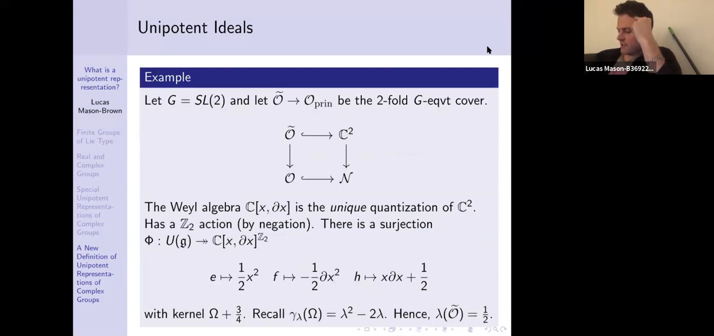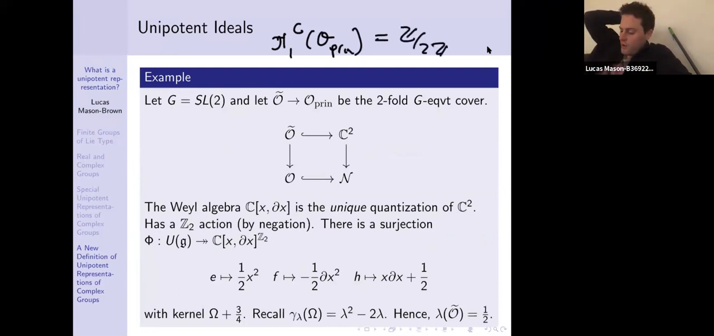So just to give a slightly less trivial example, if we consider the twofold cover of the principal orbit of SL2, it turns out easy to see that the equivariant fundamental group of the principal orbit here is Z mod 2Z, and so there's a twofold G equivariant cover. And its affinization is just C2, the affine plane, which has a unique quantization, namely the Weyl algebra. And the Weyl algebra has a natural Z2 action, where Z2 acts by negation on X and partial X. And the Z2 invariants in the Weyl algebra is therefore a filtered quantization of N.